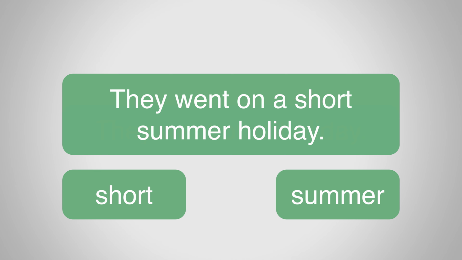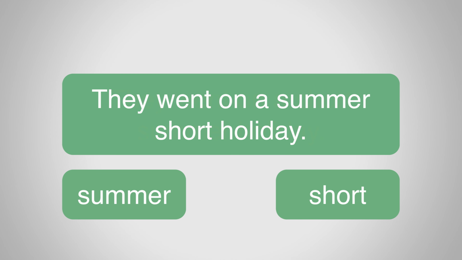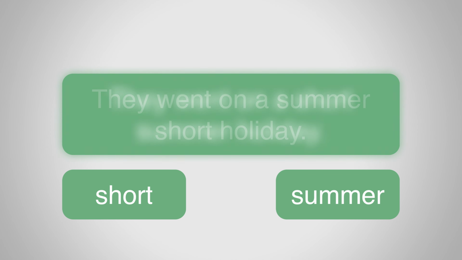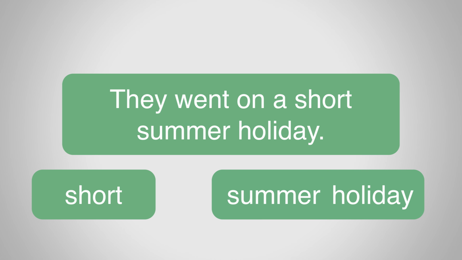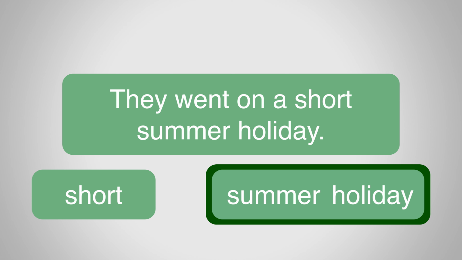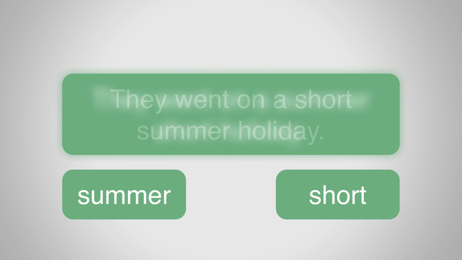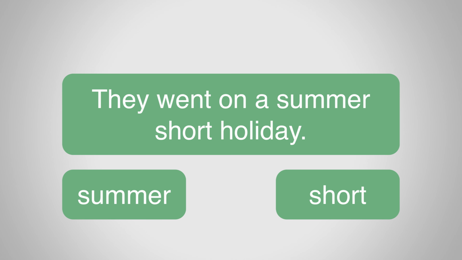So, can we change the order of the adjectives without changing the meaning of the sentence? They went on a summer short holiday. Well, clearly not. This doesn't make sense. The reason is that the adjective "summer" has a very strong link to the word "holiday." It's as if they form a close bond. The adjective "short" is now modifying the noun phrase "summer holiday," rather than the noun "holiday." Sound a little confusing? Well, just remember, since the sentence doesn't make sense when the adjectives are rearranged, we won't use a comma between them.